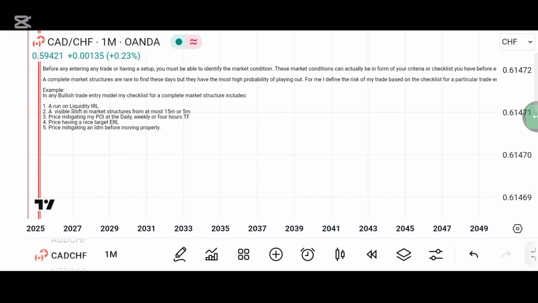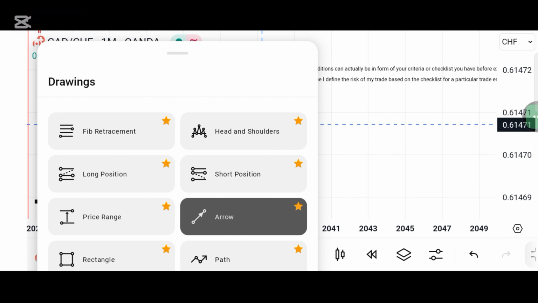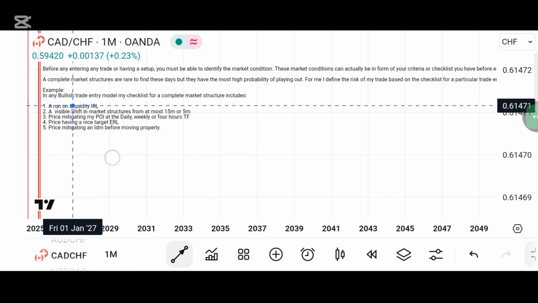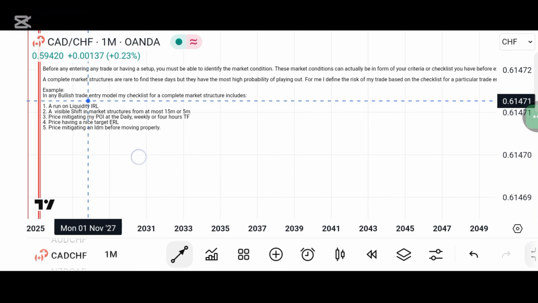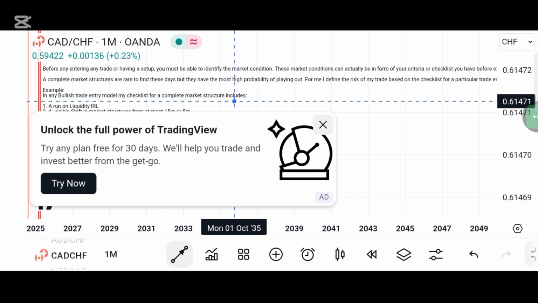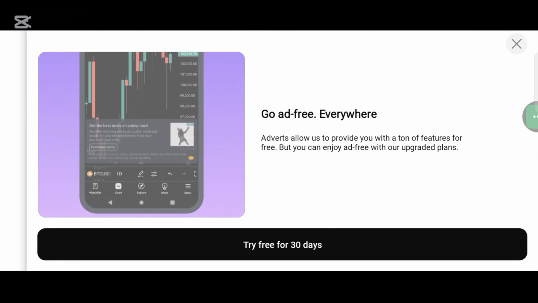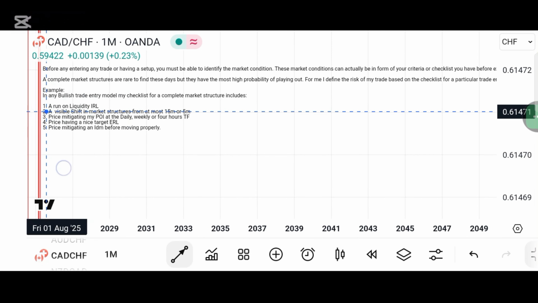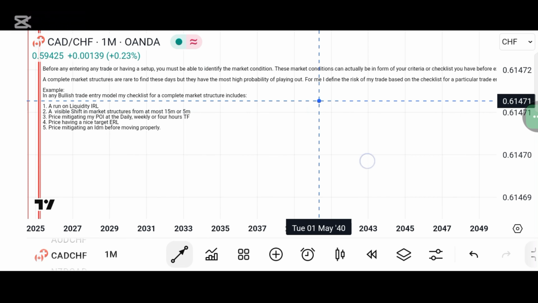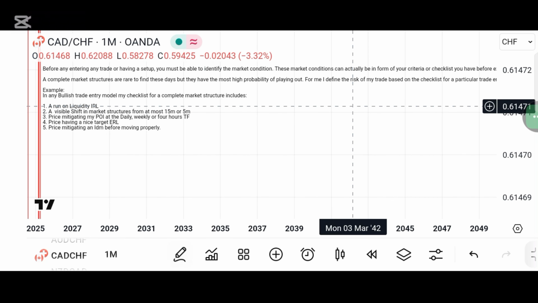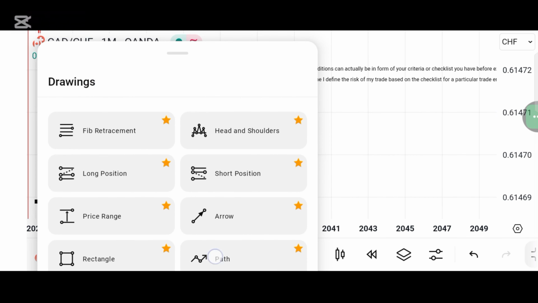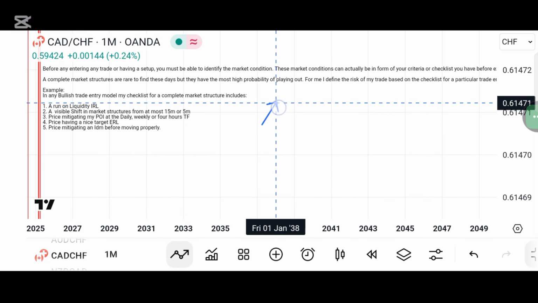So I wrote something here. In any bullish trade entry model, my checklist for a complete market structure includes, number one, let me read what I wrote here, a run on liquidity, that's IRL. IRL is internal range liquidity, which I talked about before. Internal range liquidity can mostly be found on the lows.